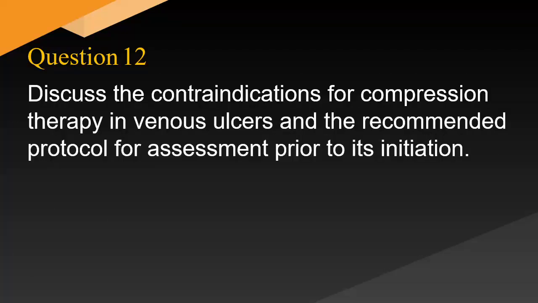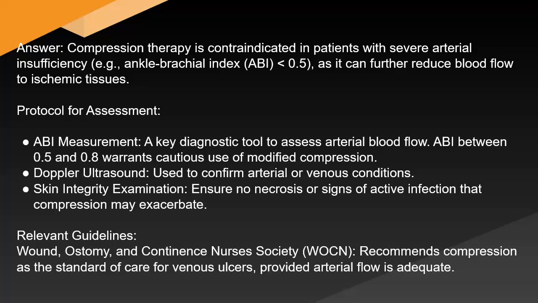Discuss the contraindications for compression therapy in venous ulcers and the recommended protocol for assessment prior to its initiation. Answer: compression therapy is contraindicated in patients with severe arterial insufficiency, e.g., ankle brachial index (ABI) below 0.5, as it can further reduce blood flow to ischemic tissues. Protocol for assessment: ABI measurement, a key diagnostic tool to assess arterial blood flow. ABI between 0.5 and 0.8 warrants cautious use of modified compression.